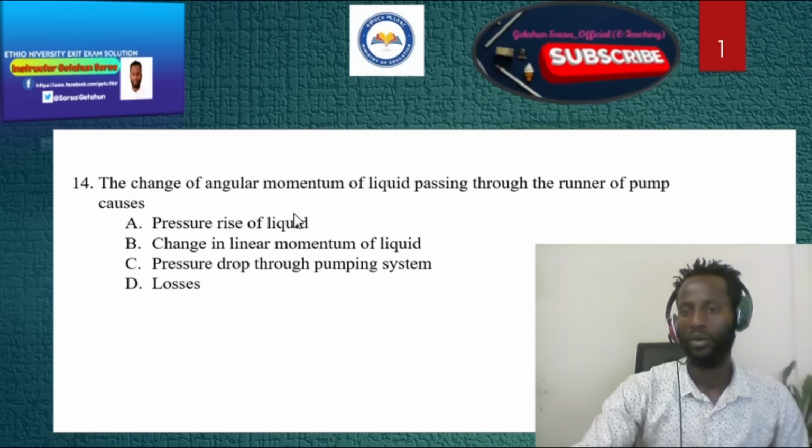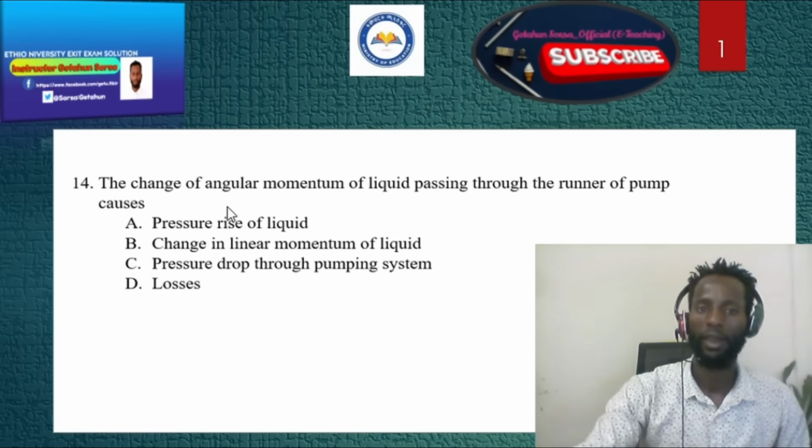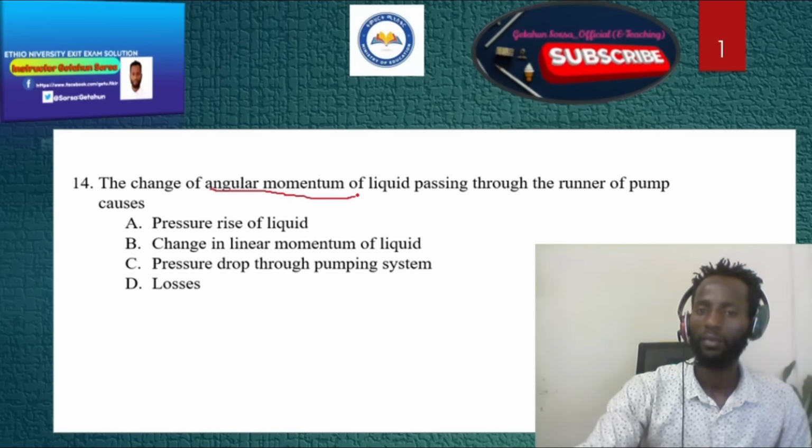Question 14: The change of angular momentum of liquid passing through the runner of the pump causes A. pressure rise of the liquid, B. change in linear momentum of the liquid, C. pressure drop through the pumping system, and D. loss. So when the change of angular momentum of the liquid occurs, what happens on the runner of the pump?